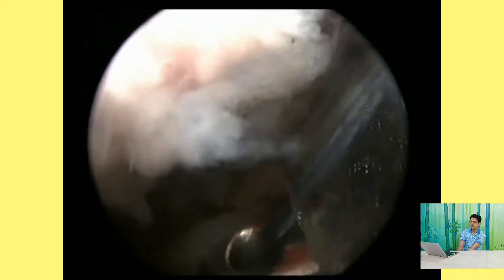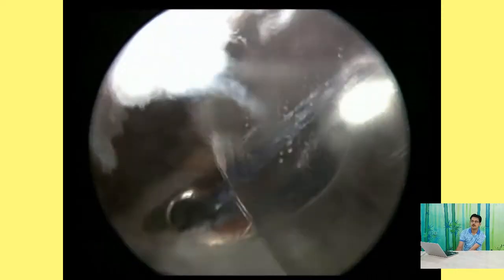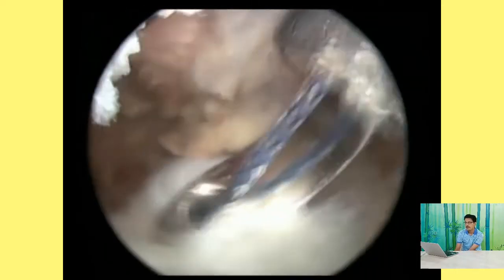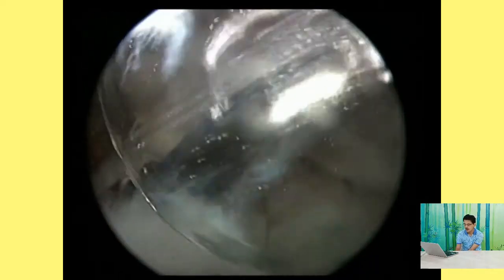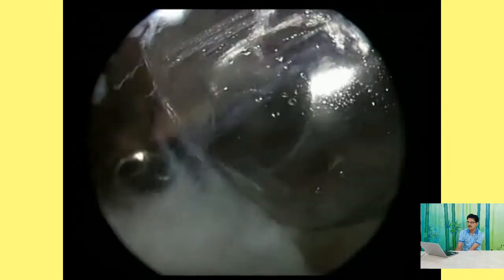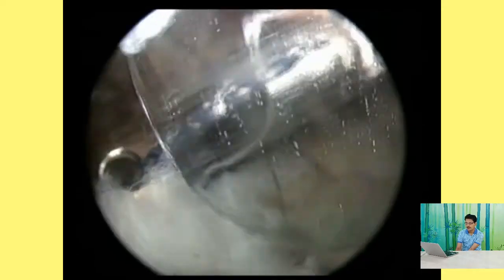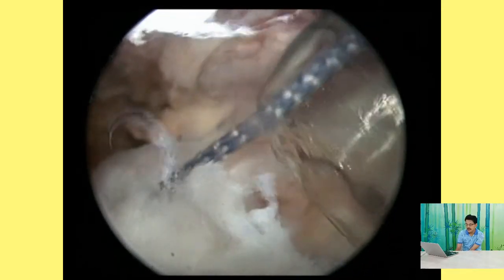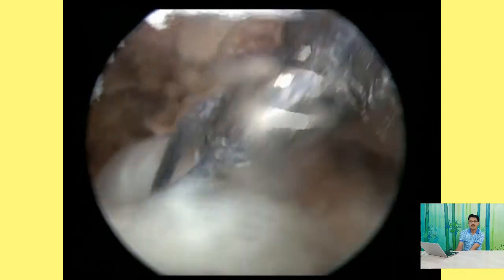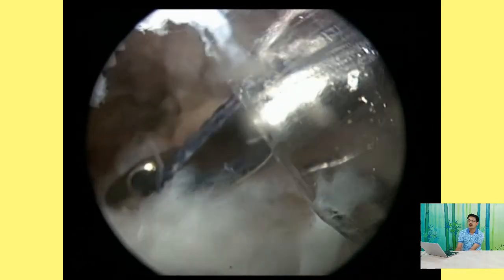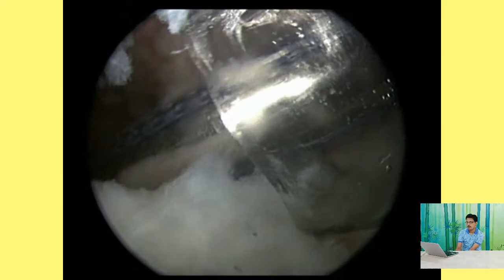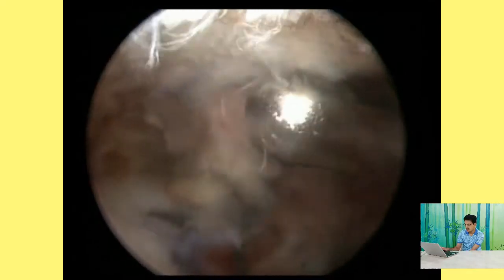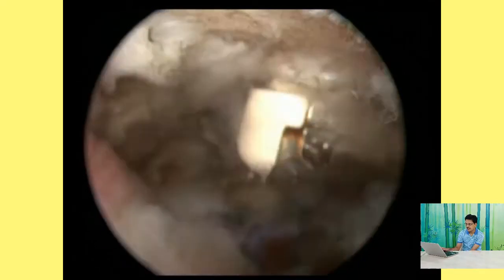You don't need to immobilize them for long, because if you immobilize them for long, they may develop stiffness over a period of time. So usually these patients can be mobilized pretty quickly, and usually they can attain their pre-injury level if they do good and rigorous post-operative rehabilitation. So this is the final repair, and if needed you can do a little bit of subacromial decompression.